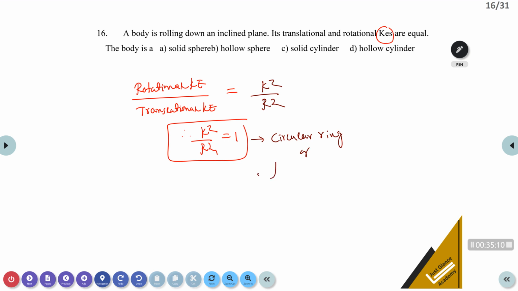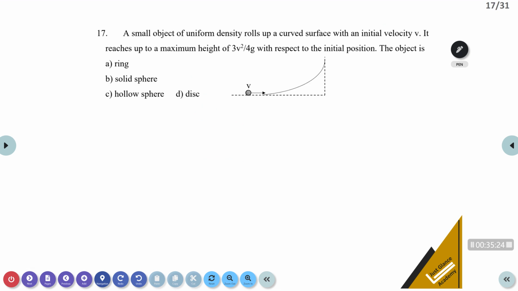1 means it must be a circular ring, or we can say a hollow cylinder. So the hollow cylinder is the right choice. Next.